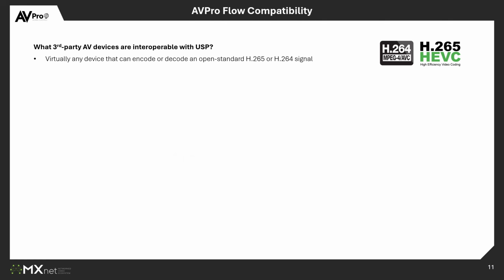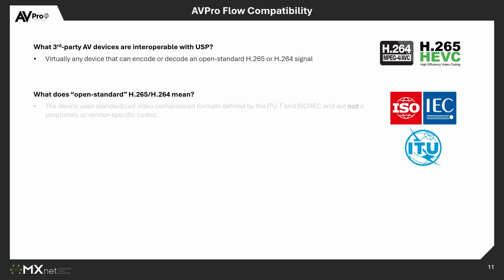The next question you might have is, well, what does open standard actually mean? Open standard means that the AV encoding and decoding of H.264 is using standardized methods that have been defined by ITU and ISO IEC, and the device is not using a proprietary or vendor-specific version of H.264. Typically, a manufacturer will make a point in documentation or supporting materials to call out open streaming as a functionality. If you don't see this terminology, then it may be the case that the product is using a proprietary implementation.